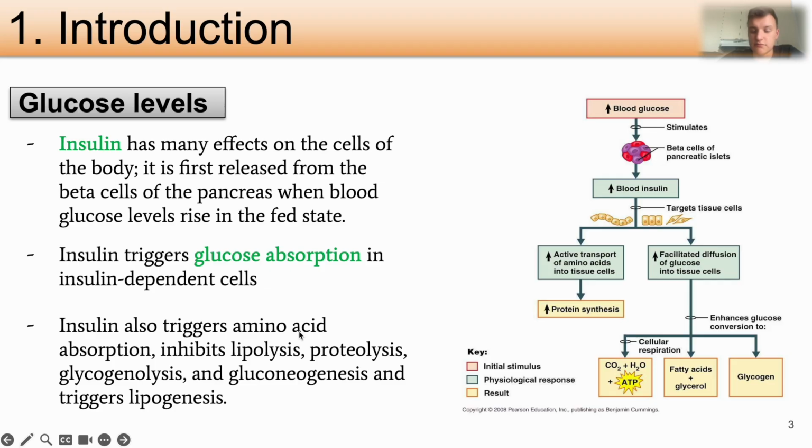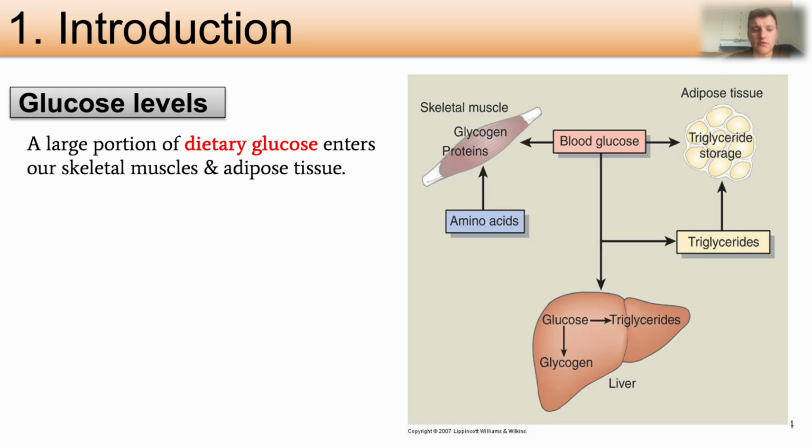Insulin also triggers other things, right? It's not just about the glucose. So it triggers amino acid absorption, inhibits lipolysis, proteolysis, right? So the breaking of fats and proteins, glycogenolysis, breaking glycogen, because you want to store it. You want to store glucose, right? And also gluconeogenesis, right? Because you don't want to make new glucose, you have enough. And it triggers lipogenesis. Lipo means fat, genesis means producing it. So you're triggering the production of fat because you have a lot of glucose, you have a lot of nutrients to store, right?